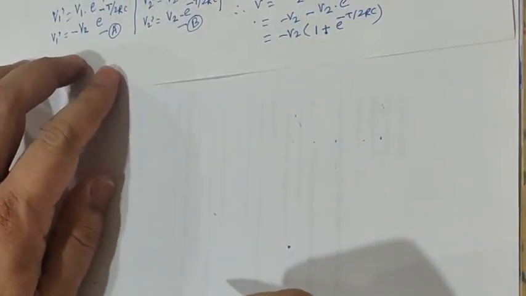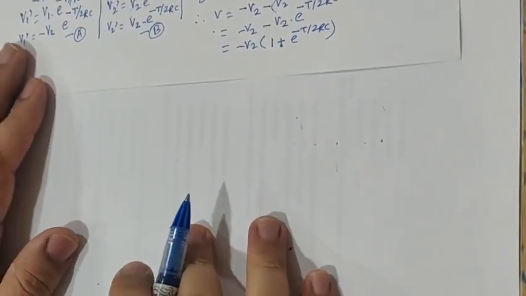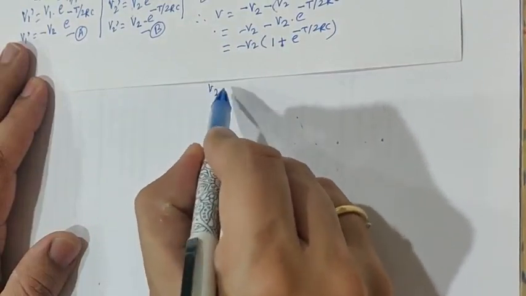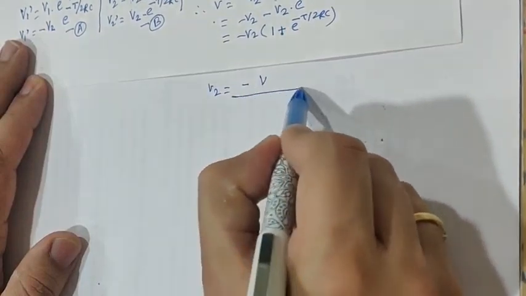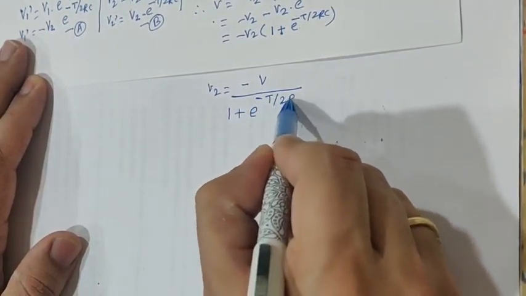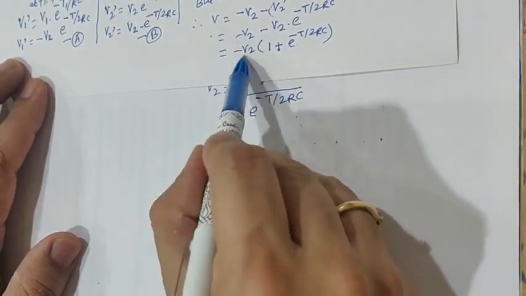So let us start with this. This is what we have reached. Let us move forward to this. From here I will be calculating the value of V2 now. What is V2? V2 is minus V upon 1 plus e to the power minus t by twice RC. See this here, V2 is taken here and V is taken here.